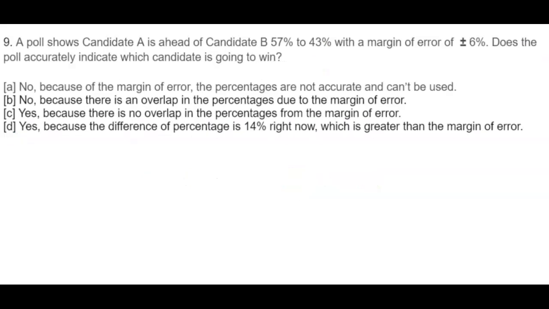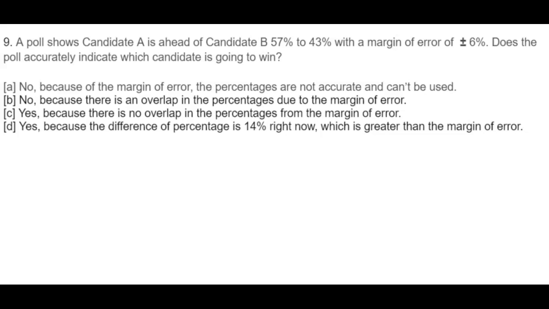Still looking at a poll. This poll shows candidate A is ahead of candidate B 57% to 43% with a margin of error of plus or minus 6%. Does the poll accurately indicate which candidate is going to win? Now this one is worded a little differently. Notice we have two percentages. Those percentages represent each candidate.